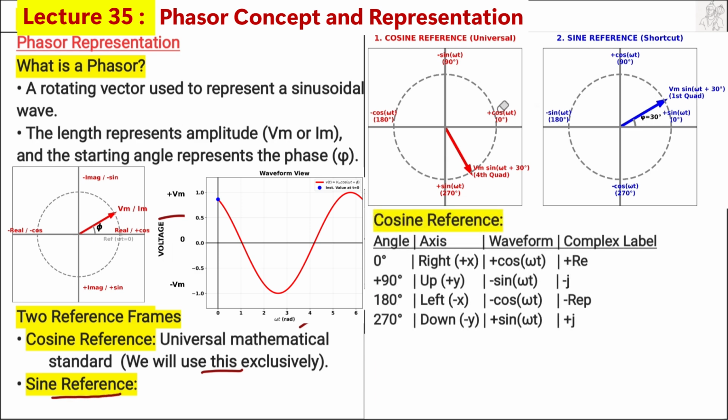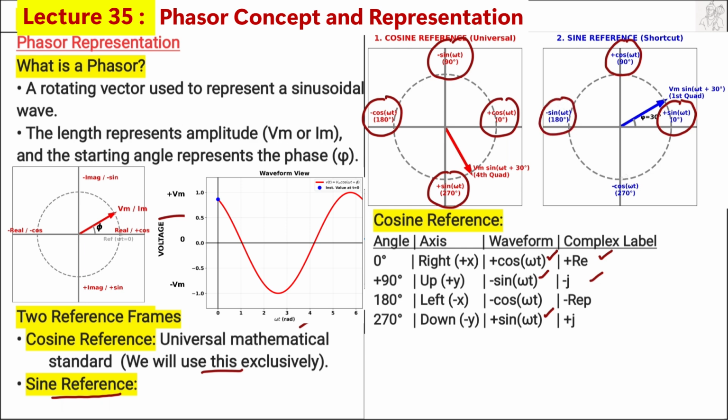So in cosine reference, the 0 degree represents the plus cos omega t wave, that is a plus real part. At 90 degree, it represents minus sine omega t, that is minus of the imaginary part. At 180 degree, it represents minus cos omega t. And at 270 degree, it represents the plus sine omega t waveform. And in sine reference, it starts from sine omega t at 0 degree, cos omega t at 90 degree, minus sine omega t at 180 degree, and minus cos omega t at 270 degree.